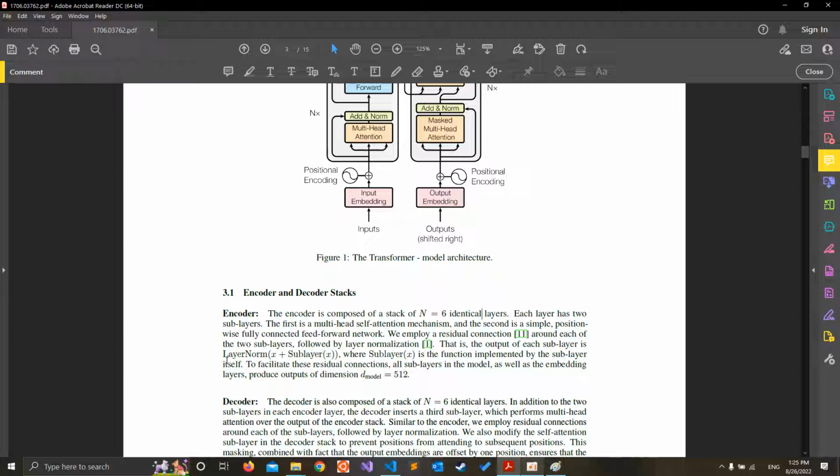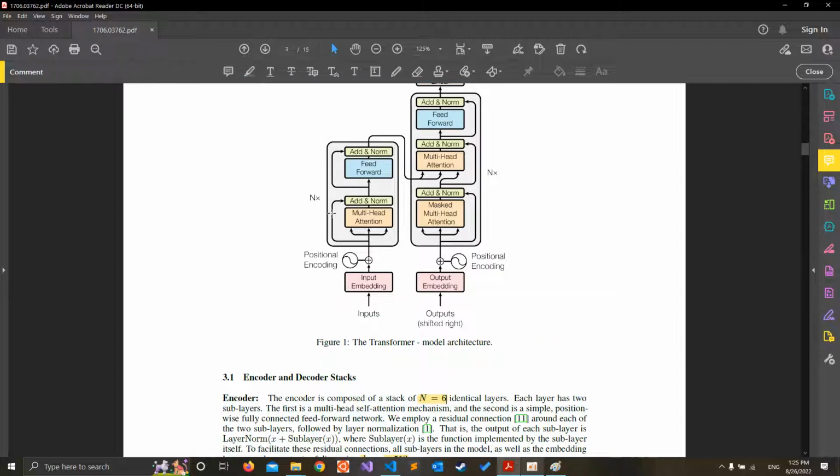To facilitate the residual connections, all sublayers in the model, as well as the embedding layers, produce output of dimension 512. So we can see the dimension that is used here, and in addition to that, we can see that our encoder consists of 6 identical layers. So we have N equals 6 here, which is the number of encoders. So we have 6 encoders. Each encoder includes a multi-head attention layer and a feed-forward part.